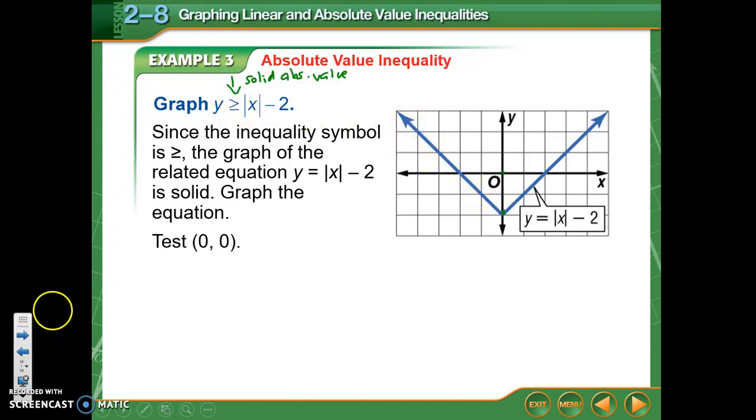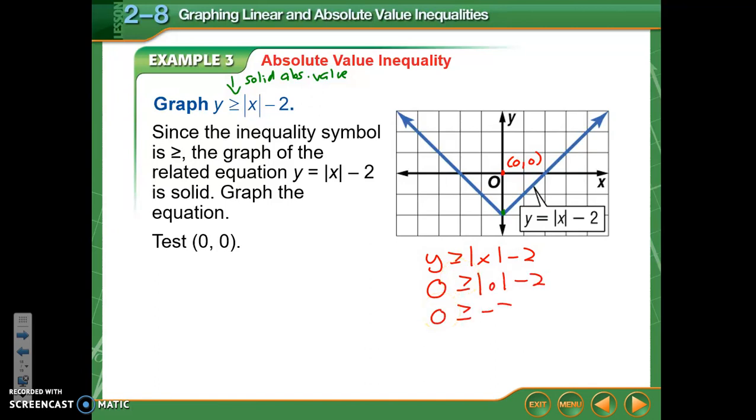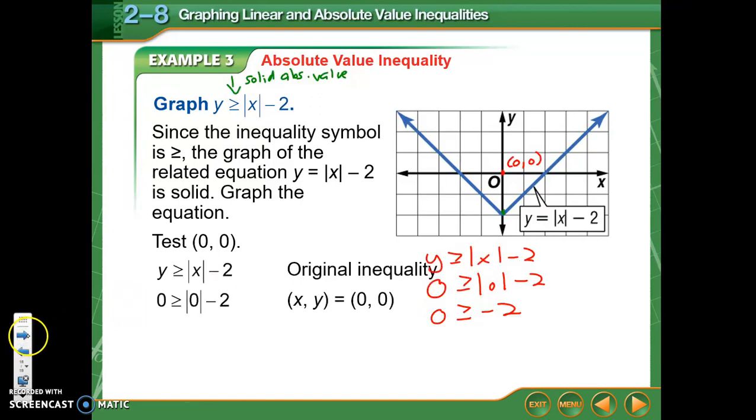Then what we're going to do next is test a point. Again, I need to test a point that is not on my graph. In this case, 0, 0 is a great point to test because it's fast and it's not on my graph. So when I test 0, 0 in my original inequality, I plug in 0 for y, 0 for x, I get 0 is greater than or equal to -2, which we have here, and that is true.